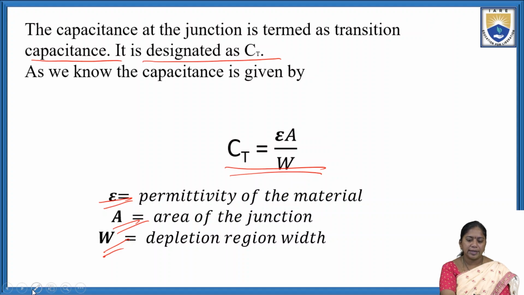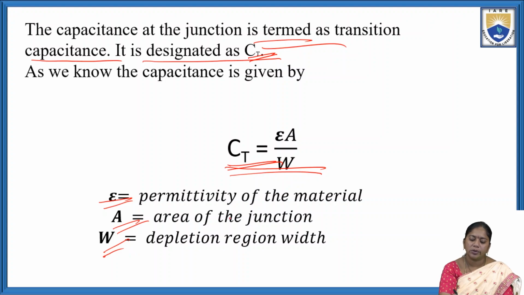So the capacitance at the junction is known as the transition capacitance, denoted as Ct. The transition capacitance Ct is expressed as Ct equal to epsilon A by W, where epsilon is the permittivity of the material, A is the area of the junction, and W is the depletion region width.